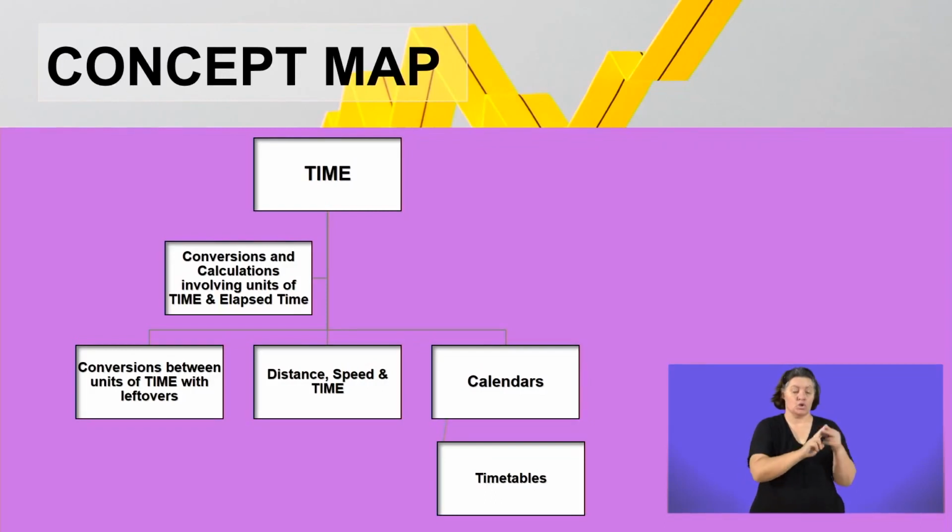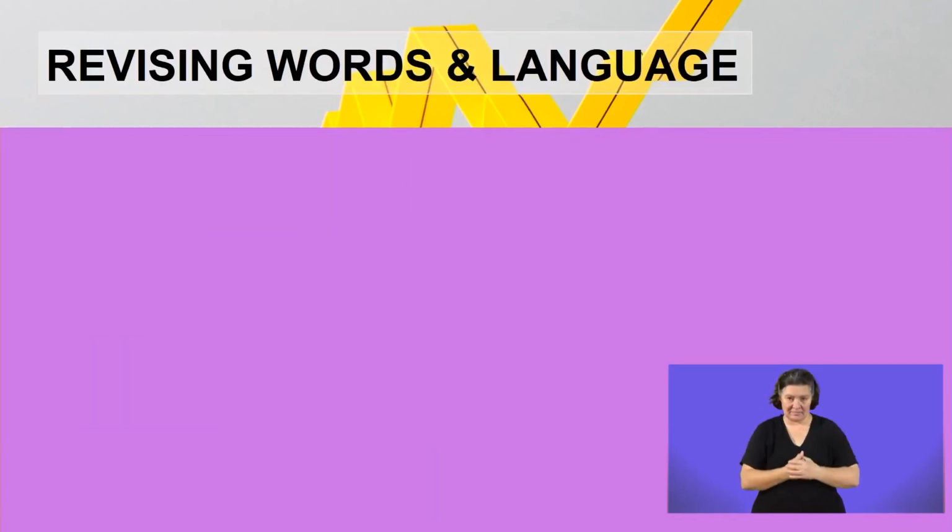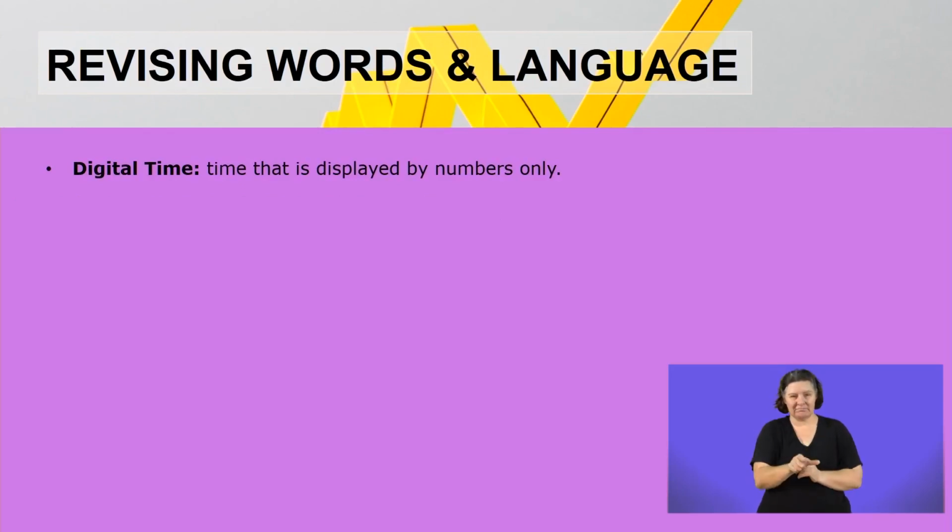Okay, so we've been looking at the concept of time, and we looked specifically at conversions and calculations involving units of time and elapsed time. We also looked at conversion between units of time with leftovers. Thereafter, we moved on to distance, speed, and time. We looked at calendars, and lastly, we looked at timetables. Then important words and language that you guys must take with you.